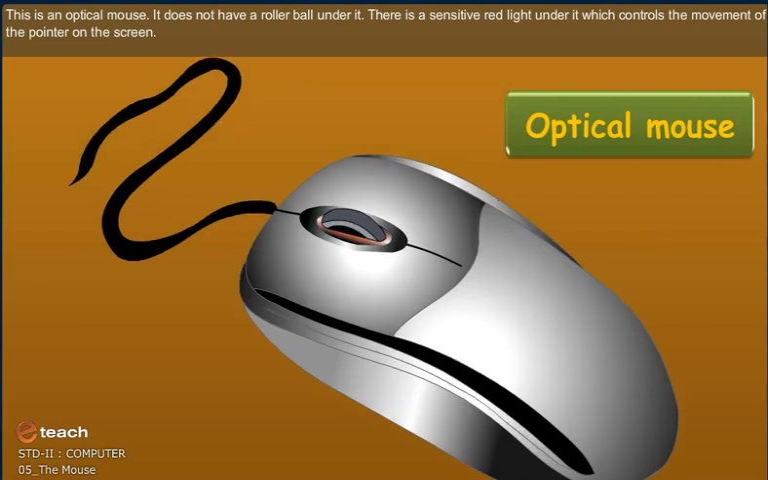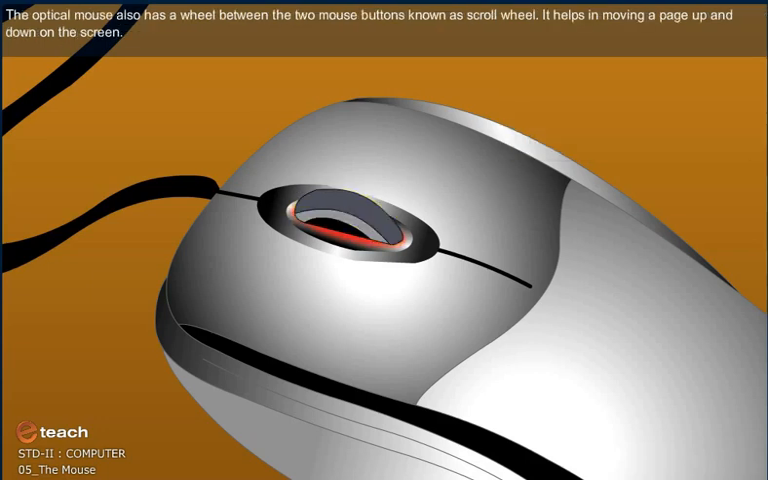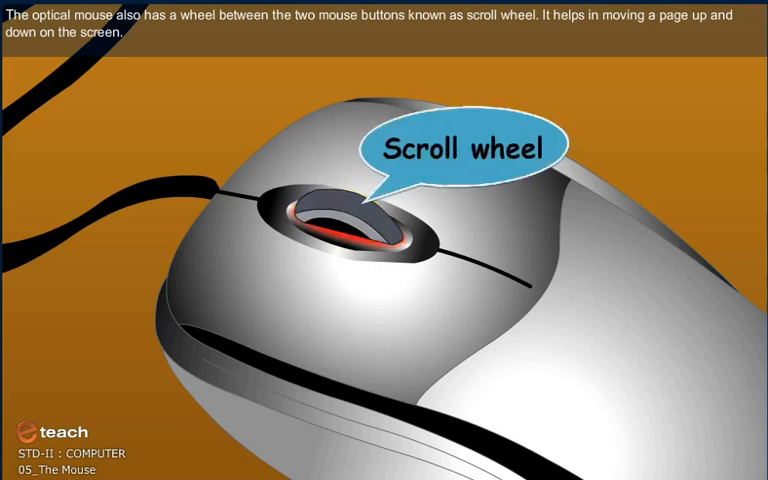This is an optical mouse. It does not have the roller ball under it. There is a sensitive red light under it, which controls the movement of the pointer on the screen. The optical mouse also has a wheel between the 2 mouse buttons known as scroll wheel. It helps in moving a page up and down on the screen.